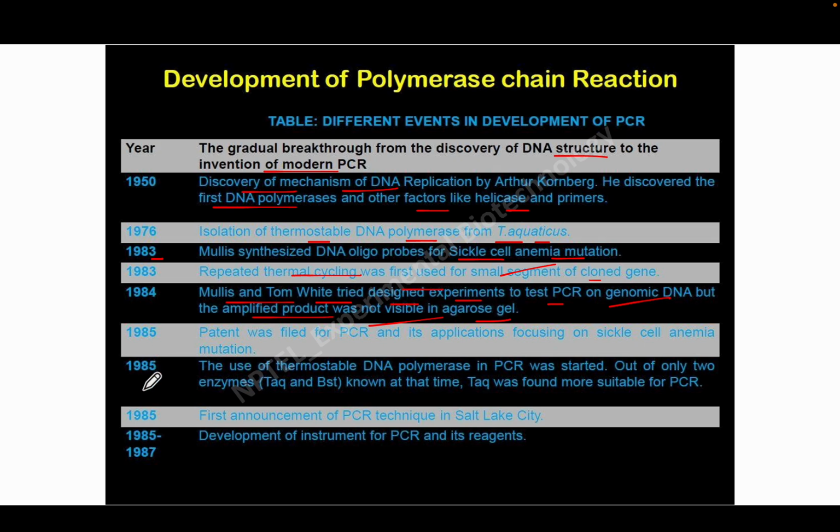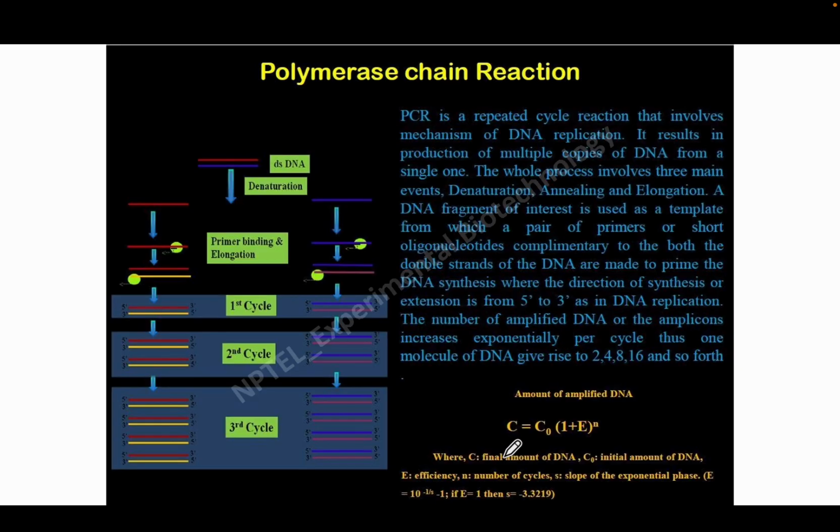in agarose gel. 1985, a patent was filed for PCR and its applications, focusing on the sickle cell anemia mutation. 1985, the use of thermostable DNA polymerase in PCR was started. Out of only two enzymes, Taq and Bst, known at that time, Taq was found more suitable for PCR. 1985, first announcement of PCR techniques in Salt Lake City, and 1985 to 1987, development of instruments for PCR and its reagents. Now we'll discuss PCR.